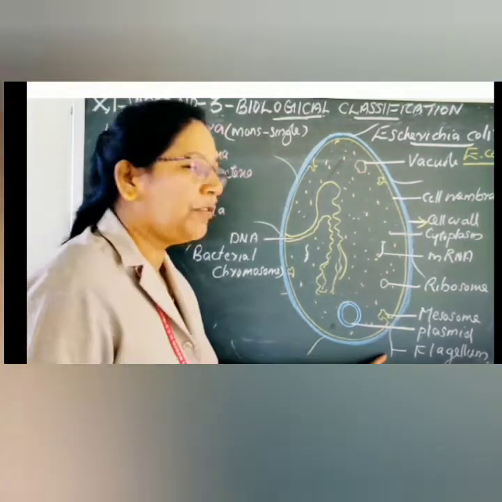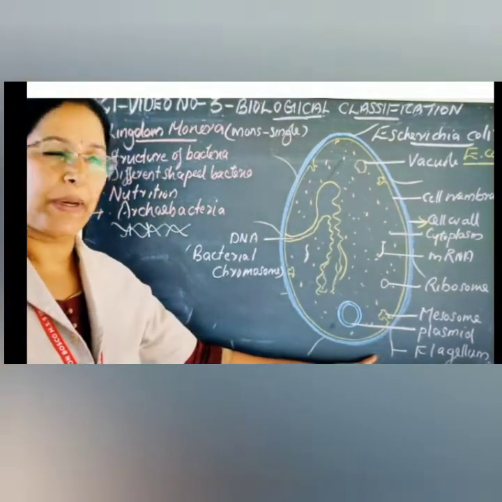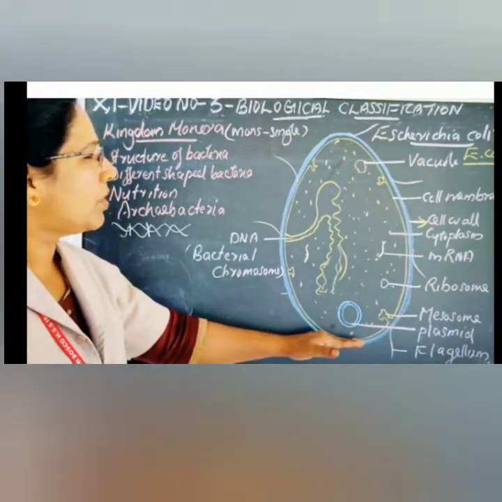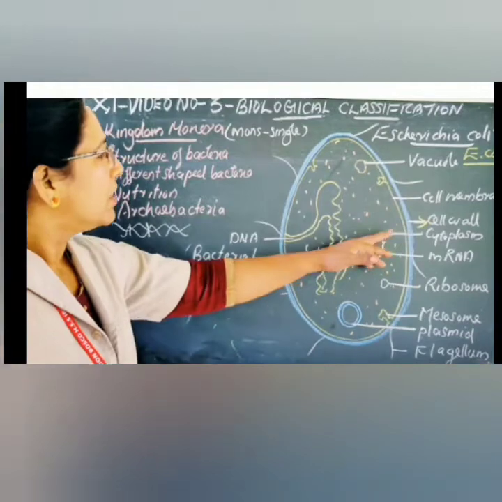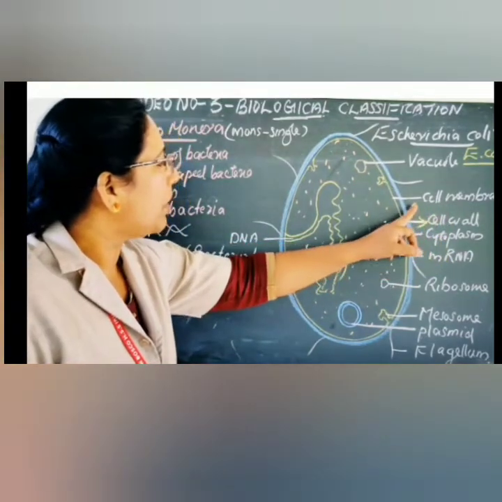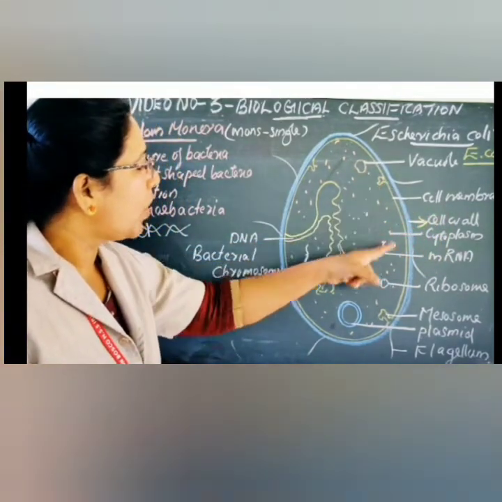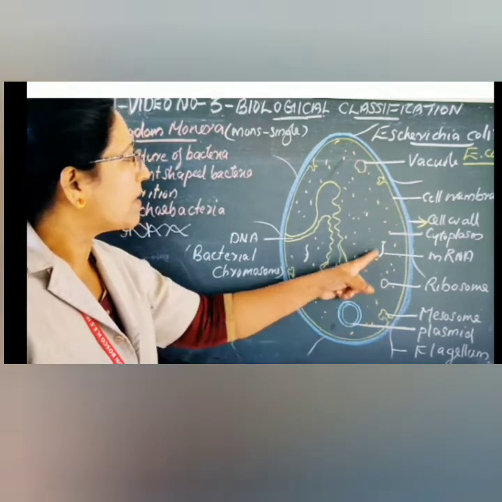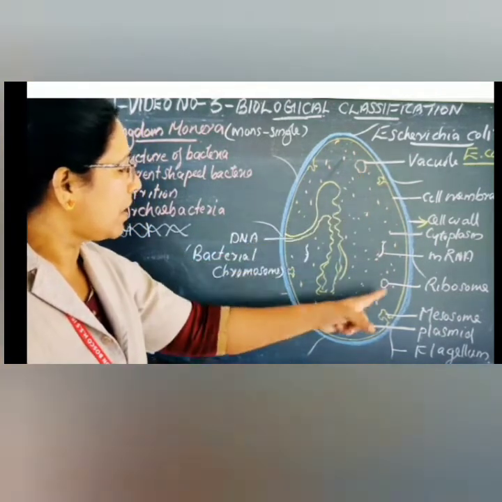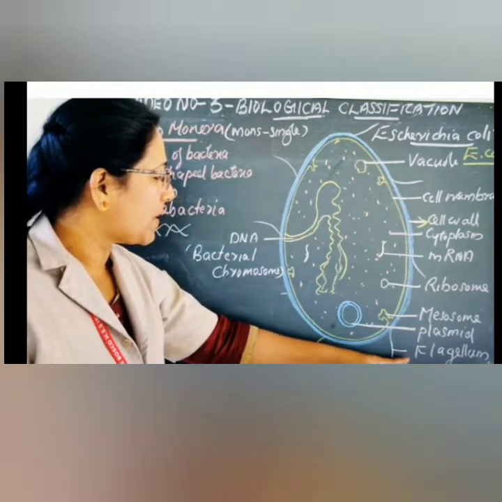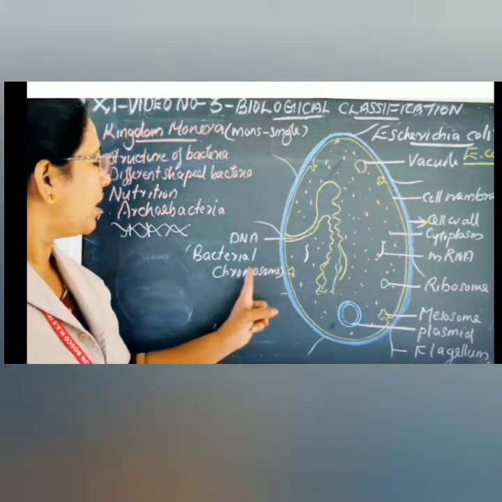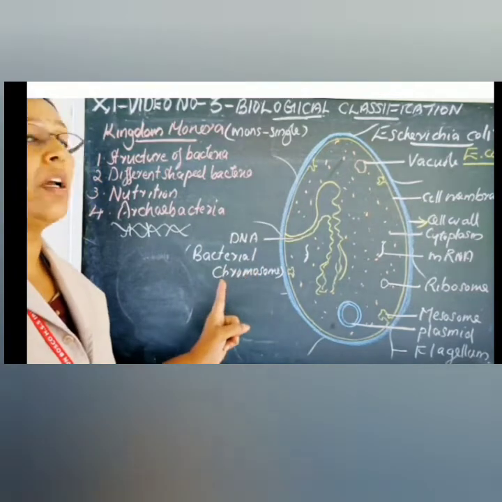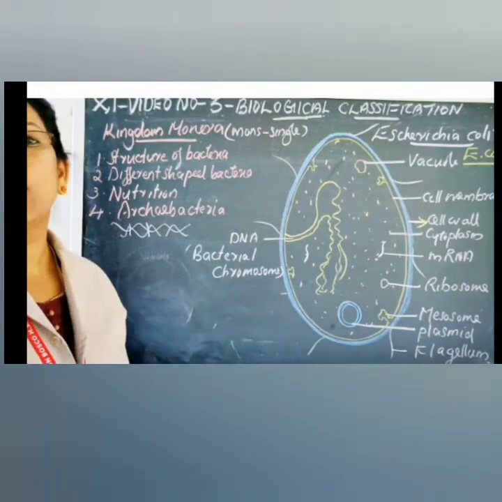Then here, flagella are present for movement. You have to draw this diagram neatly: cell wall, cell membrane, mesosome, mRNA (messenger RNA), ribosome present, small vacuole present, plasmid present, and flagella for movement. This is the bacterial chromosome. Draw neatly.